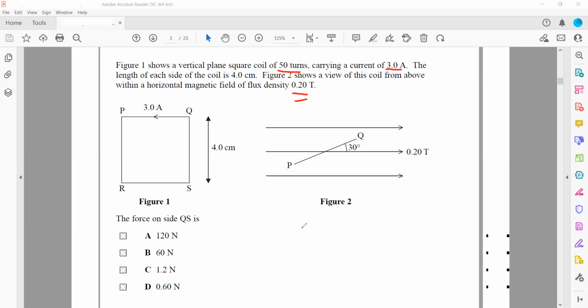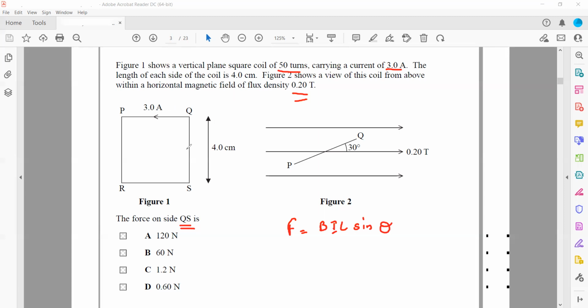Whenever we need the force on a wire which is placed in a magnetic field, the formula is F equals BIL sine theta. What about the theta? Because we are finding it for sides Q and S, what will the angle be for sides Q and S?